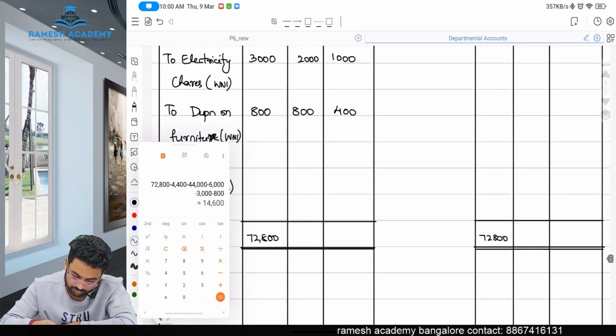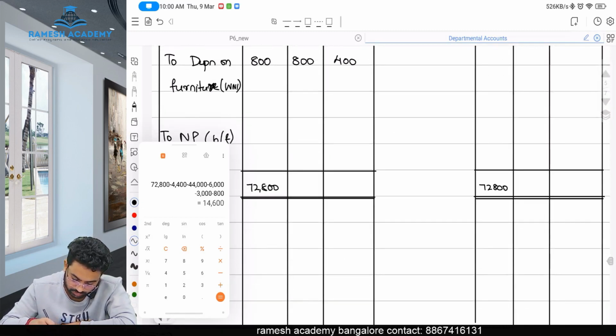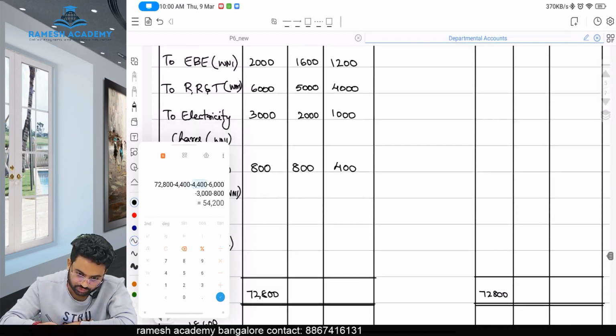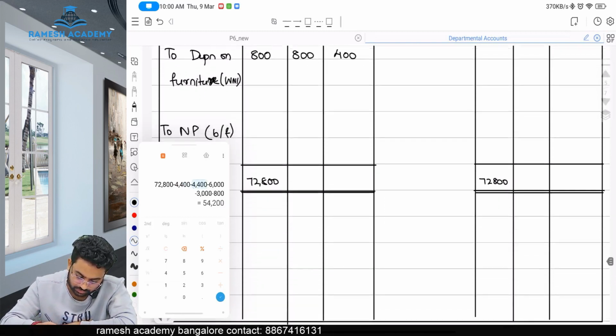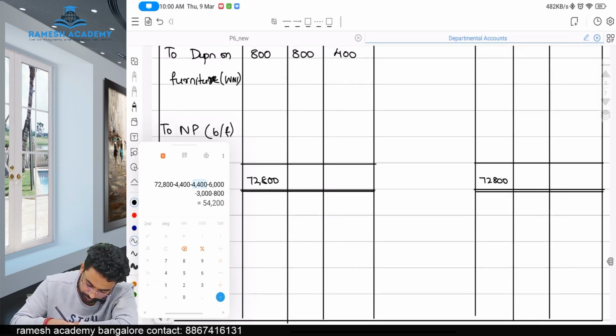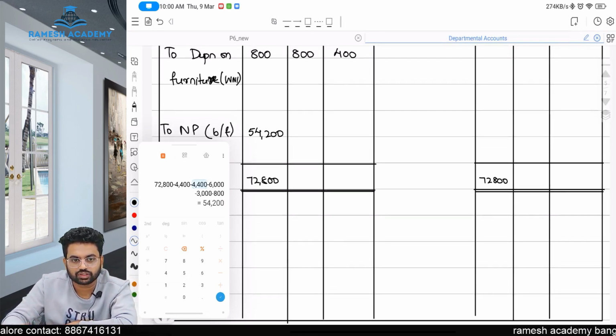Somewhere we missed something, no? Oh, there instead of 4,400, we have given it as 44,000. So 54,200 it is, right? 54,200 rupees. Yes, sir. Done.